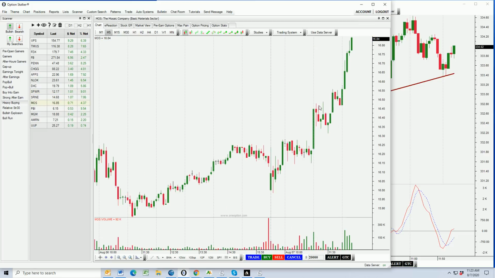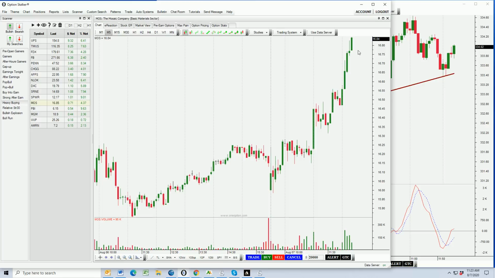MOS, that is it right there. Look at that strength. There you go. This is one that I would buy right here, and I would buy it at 16.83. The time right now, we are 2 hours and 53 minutes into trading. So take a look, see what the stock does.